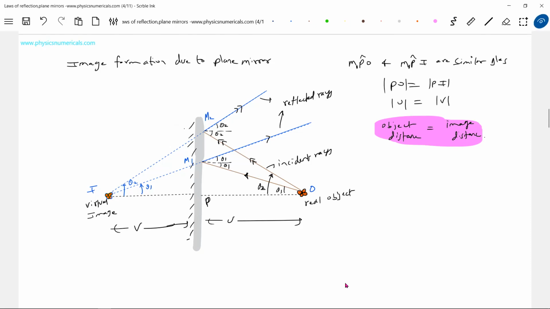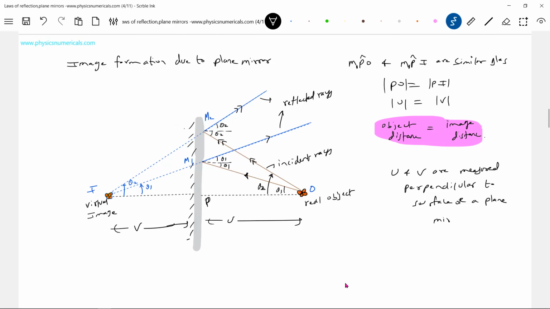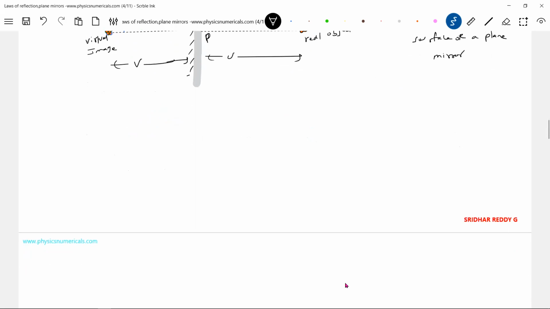How do we measure object and image distance? Perpendicular to the plane mirror. Any condition? U and V are measured perpendicular to the surface of a plane mirror. Now, can I do it by another method? Yes, if you want, you can do it by another method.